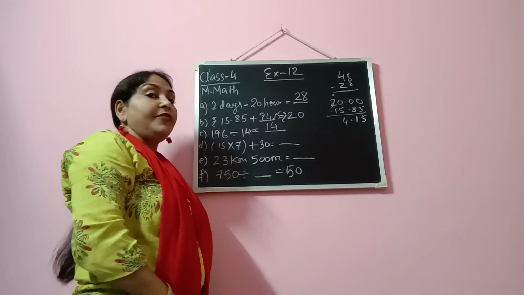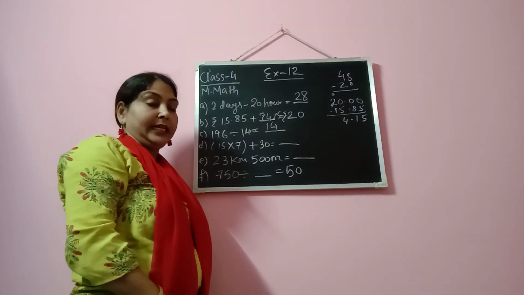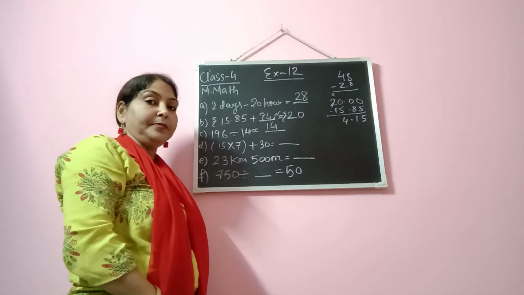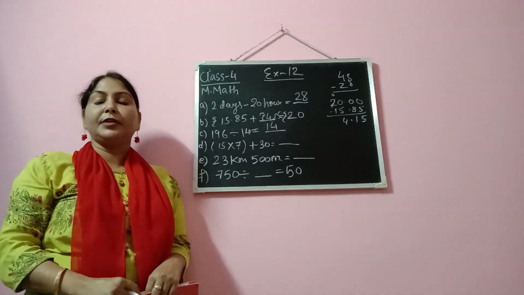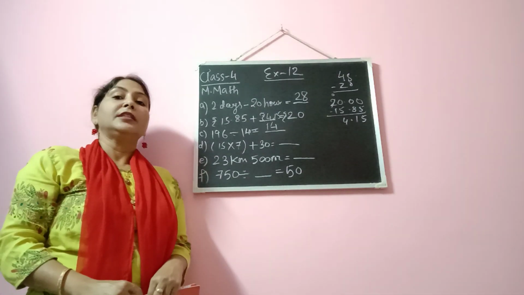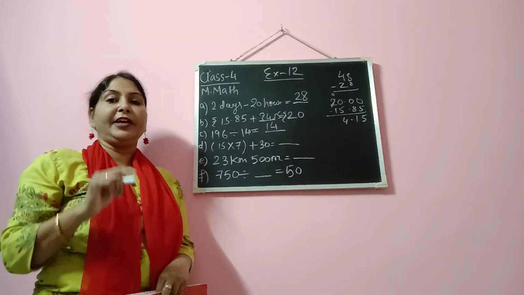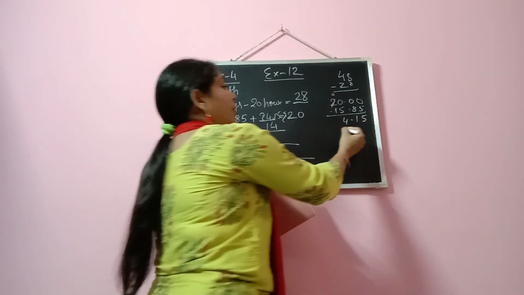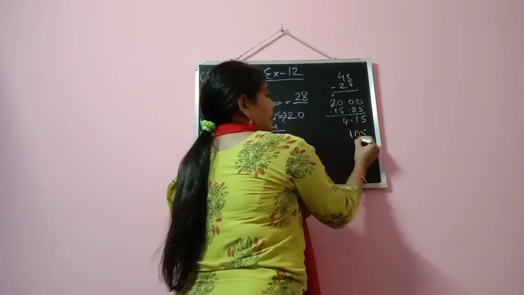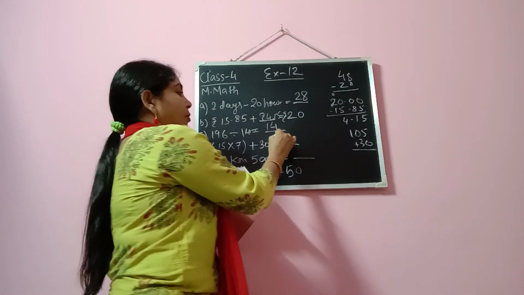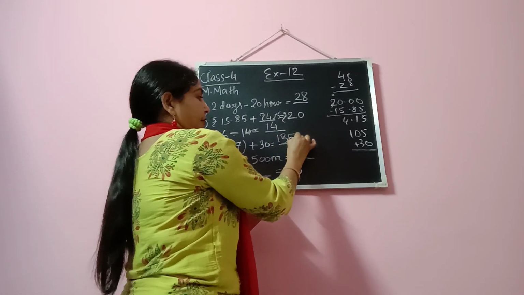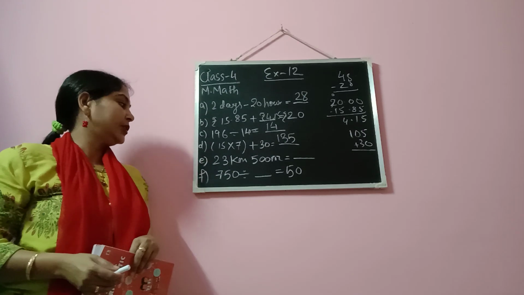Next question, number D. 15 into 7 plus 30. How much is 15 into 7? If you know the table of 15, 15 sevens are 105. Plus 30. So 105 plus 30, when you add it, how much does it come? It comes to 135.